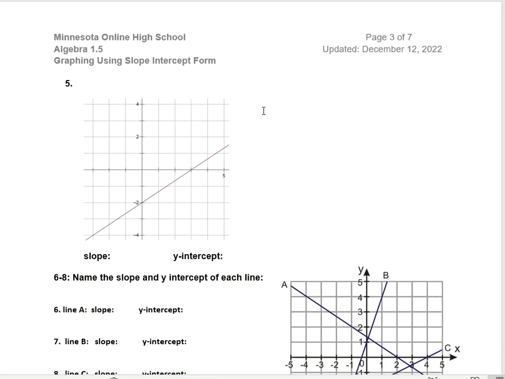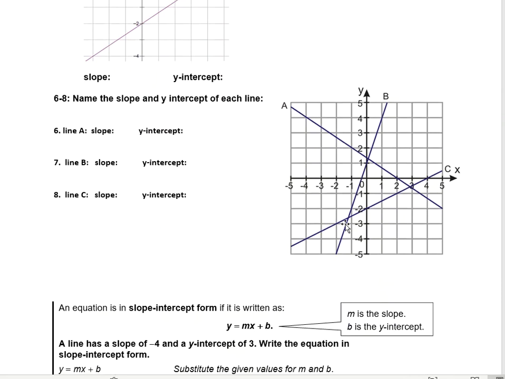Let's look at another one. Let's look at 6, 7, and 8. Their lines A, B, and C. Let's look at, which one's a little funny? Look at A, because in A, the y-intercept is not 1 and it's not 2, it's in between there. So I would say that the y-intercept is like 1.3.